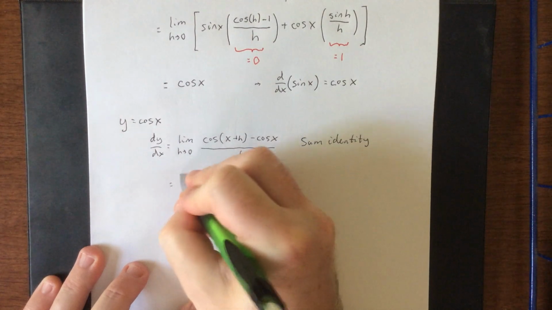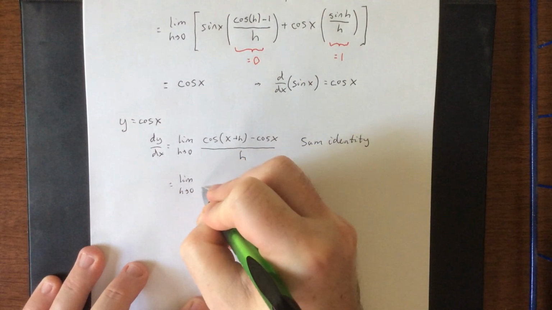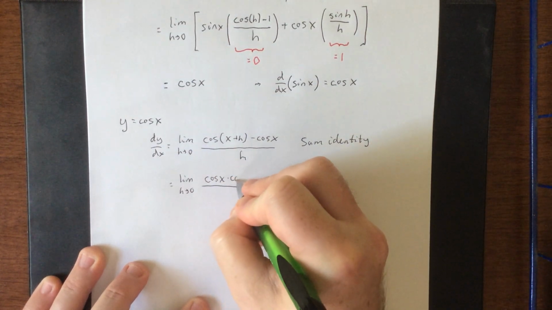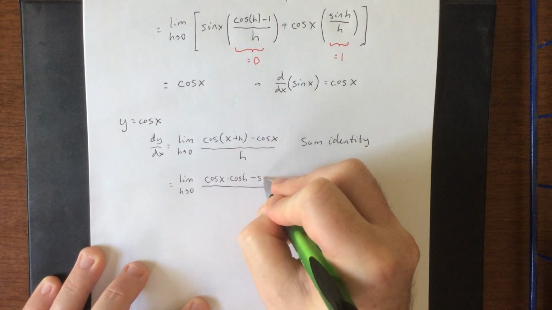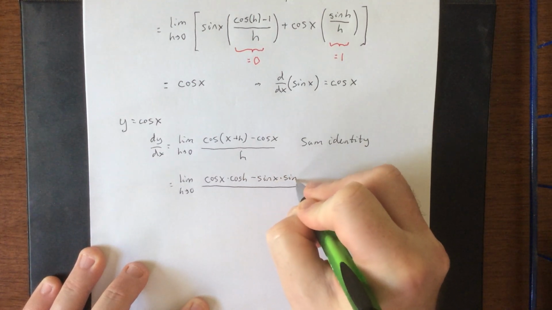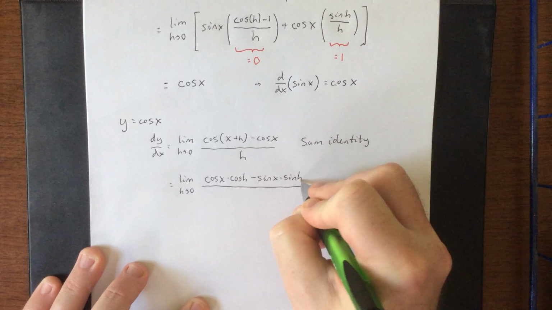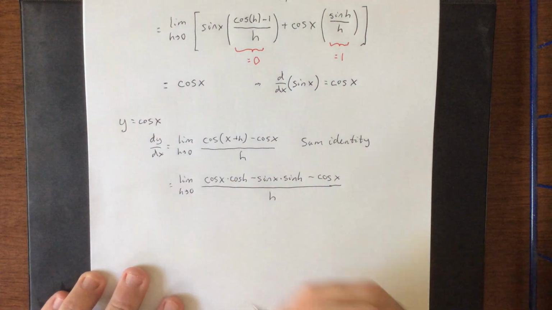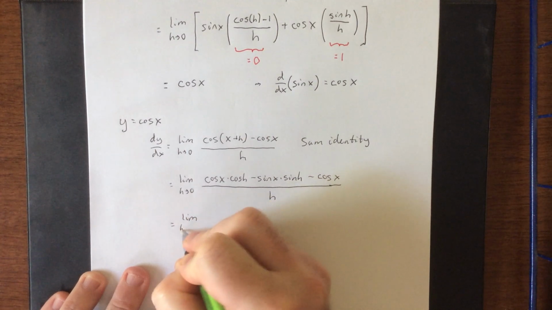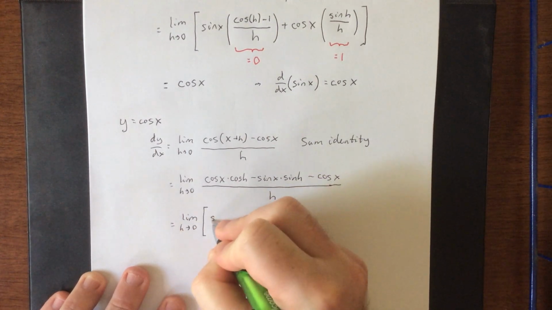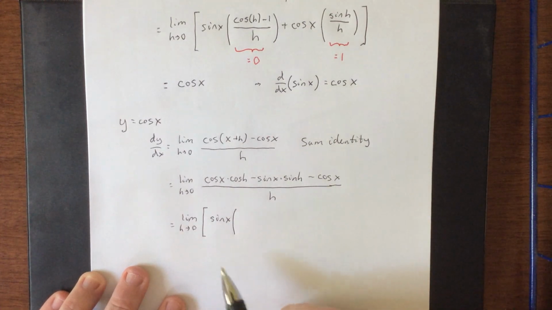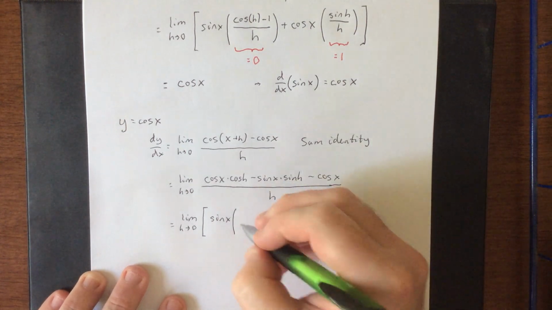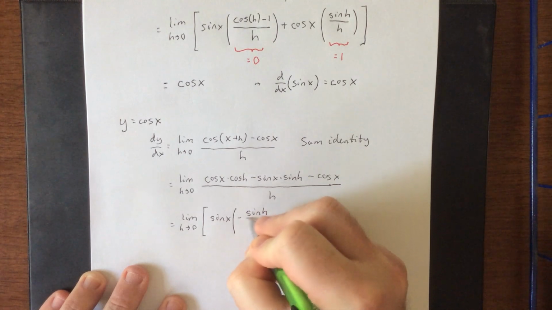First we'll apply a sum identity to the cosine. Now the sum identity for the cosine says take the cosine of the first angle times the cosine of the second angle minus the sine of each of the angles. Minus cosine of x all over h. Same thing as what we did up top. I am going to take anything that has a sine of x in it. I'm going to factor that out. The only thing that has a sine of x in it, though, is this term right here. When I factor that out, I will be left with negative sine of h over h.